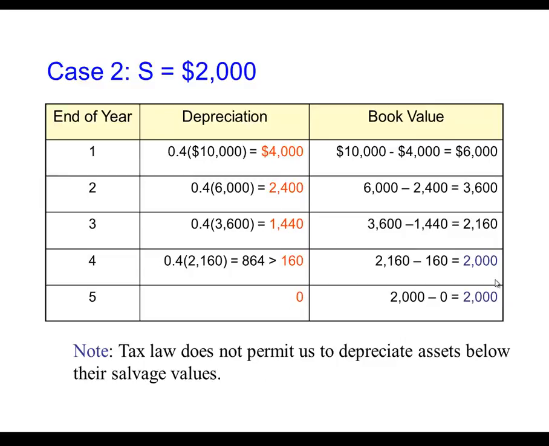If we have a salvage value of 2,000, we notice that the law does not permit us to depreciate assets below their salvage value. So once you reach the 2,000, even if you would like to depreciate, 2,000 minus 40% multiplied by the leftover will not give you that value, because now it can be sold. If you can salvage that and get the 2,000, then you cannot claim less than that.